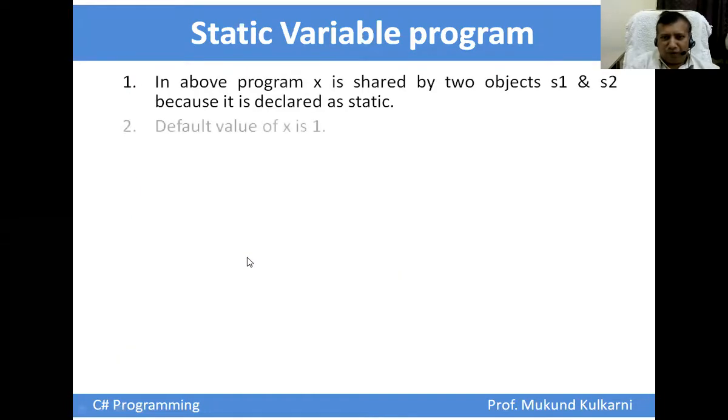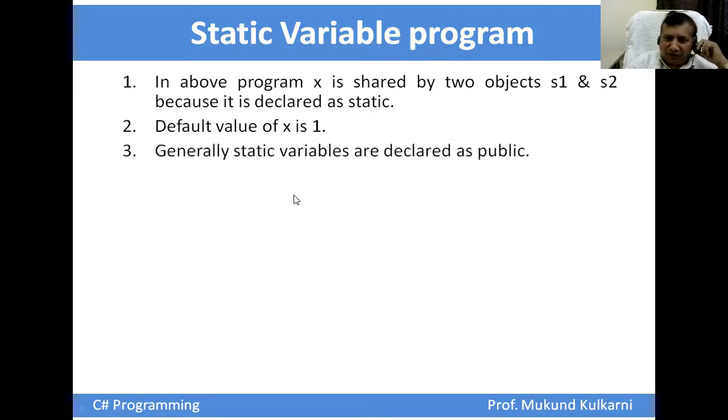What will happen for this program? In the above program, x is shared by two objects, s1 and s2, because it is declared as static. Now the default value of x is 1. Whenever you are declaring any integer as static, its default value will be 1. Generally, static variables are declared as public so that they can be accessed outside the class.